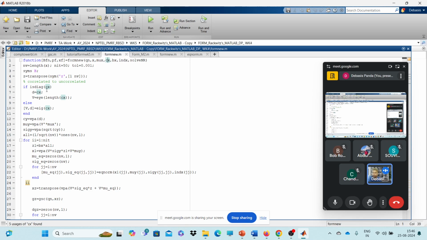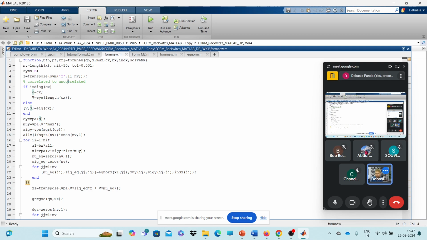If it is not correlated, then it will directly take D as Cx. D, that means your eigenvalues, it will directly take, so it will not perform the eigenanalysis. If not, then it will perform the eigenanalysis of Cx. The eig command is used to find the eigenvalues and eigenvectors, where V is the eigenvector and D is the corresponding eigenvalues.